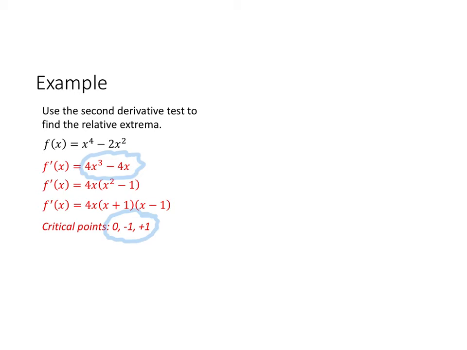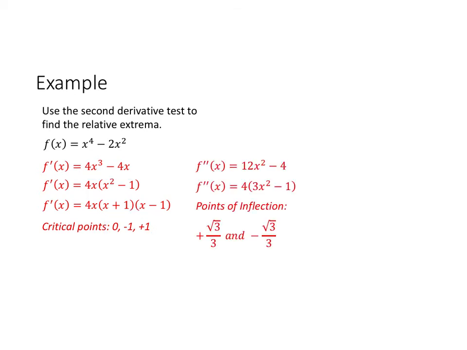Now, we could find the extrema by simply looking at values to the left and right of these points where it's equal to 0. But if we use the second derivative test, it's a little bit easier and less cumbersome. So let's see what happens next.